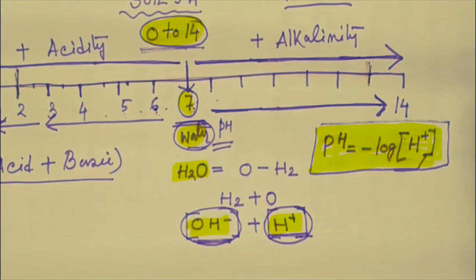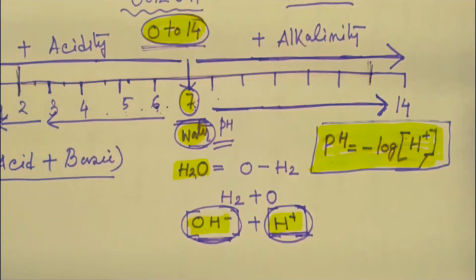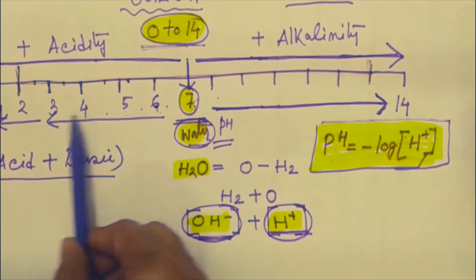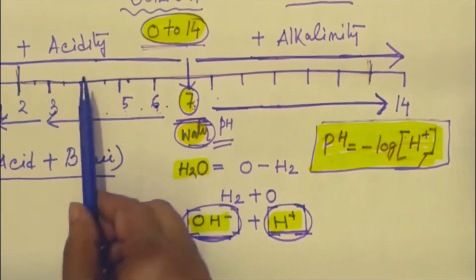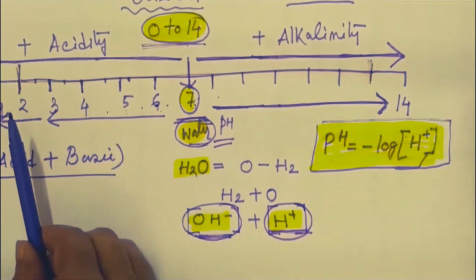Then the extreme acidic condition will be found at 0. There is an inverse relationship between the value of the pH scale and the concentration of acidity, rather the concentration of the hydrogen ion.